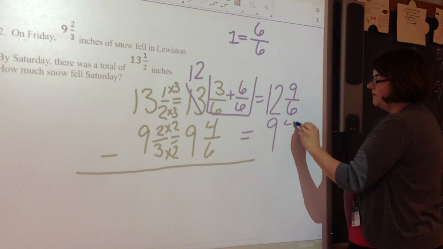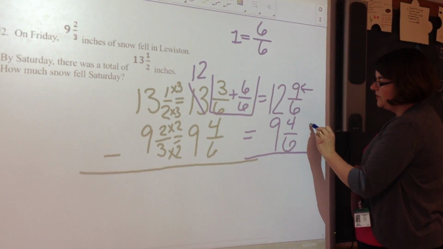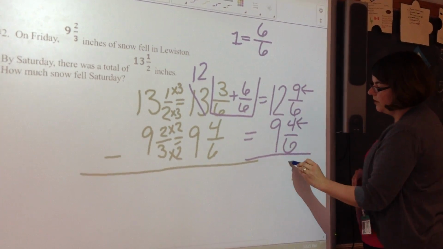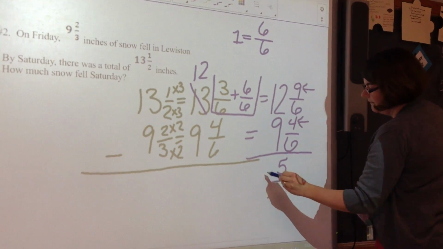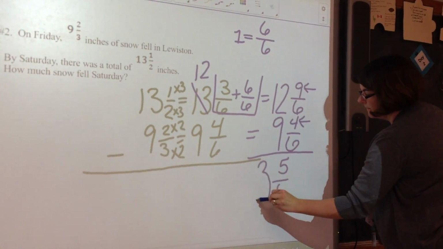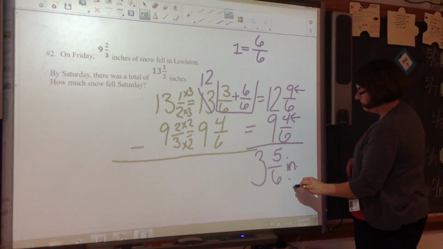So now we have 9 and 4/6. So now we have 9, and we can take away 4, which is 5, and 12 minus 9, 3 and 5/6 inches of snow.